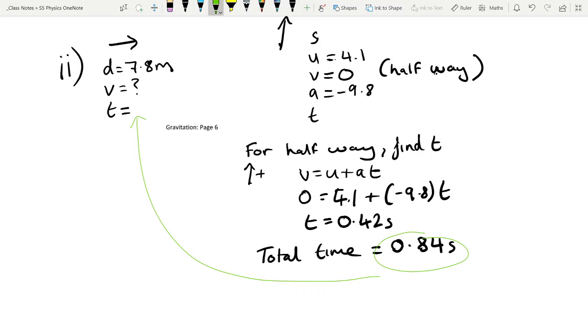Okay, guys? So we're going to use horizontal motion: distance is speed times time. We know the distance is 7.8. We want to find the horizontal speed, and the time is 0.84. So the horizontal component of the initial speed will be 9.3 meters per second.